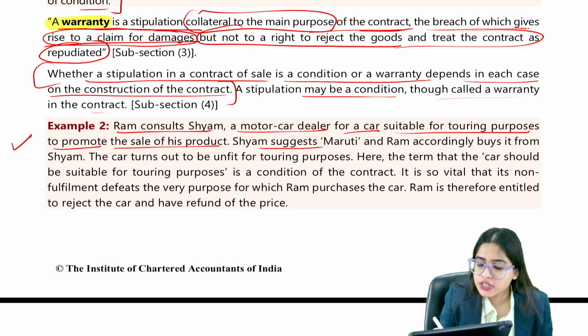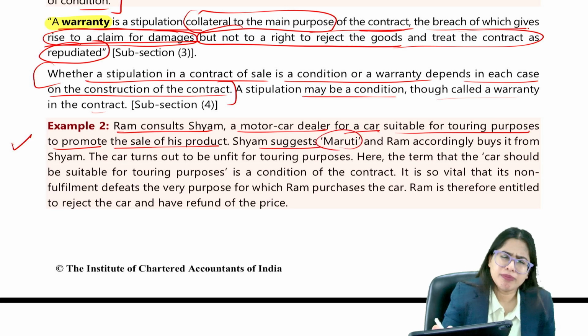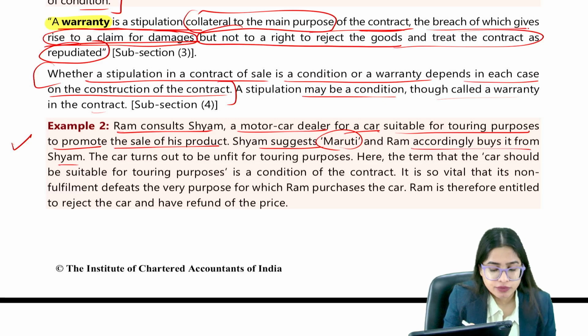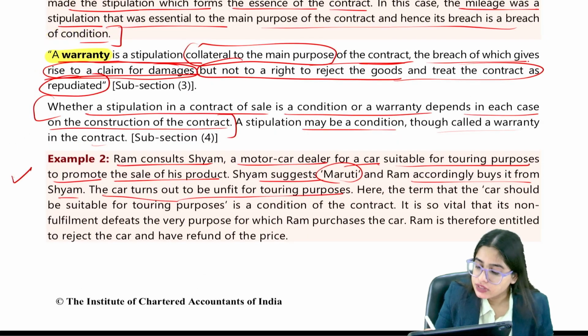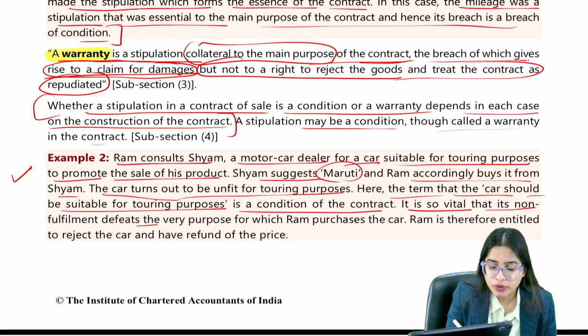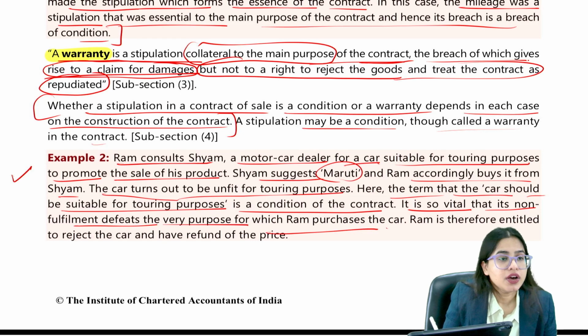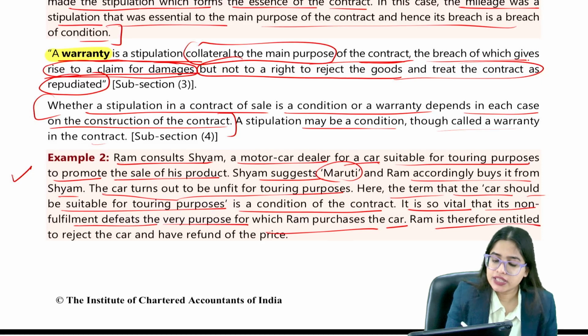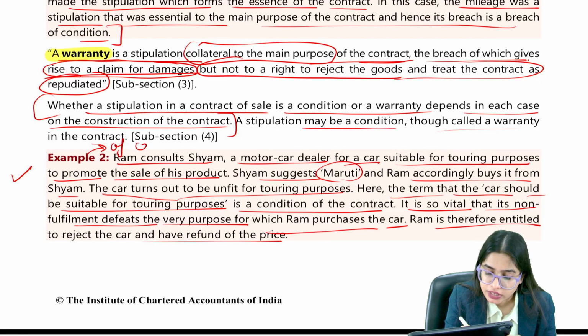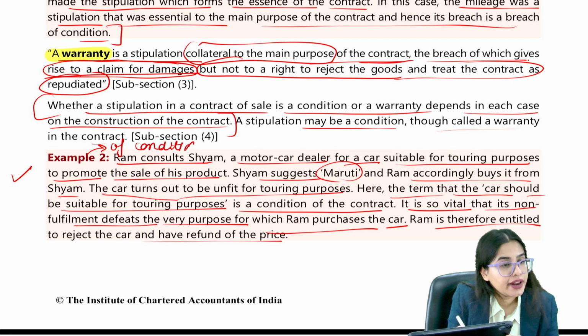Okay. So Shyam suggested Maruti. Shyam said you can buy Maruti, Maruti is suitable for touring purpose. So Ram accordingly buys it from Shyam. The car turns out to be unfit for the touring purpose. Here, the term that the car should be suitable for touring purpose is a condition of the contract. It is so vital that its non-fulfillment defeats the very purpose for which Ram purchased the car. Thus, he is entitled to reject the car and get a refund. This is an example of a condition and not a warranty.